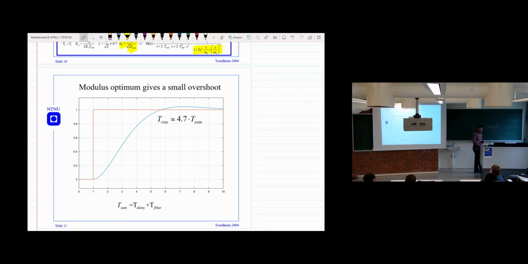Any question here? Do you want me to repeat? It's not clear for the modulus optimum. Just interrupt me anytime if anything is not clear.